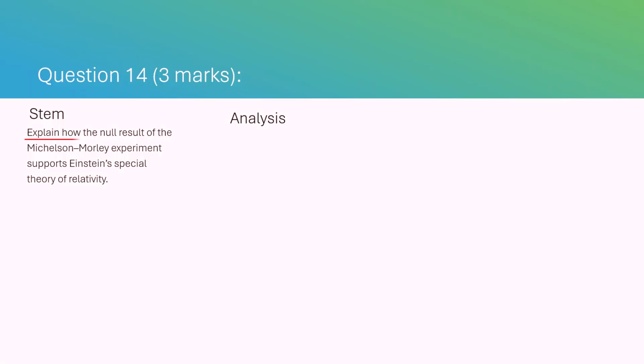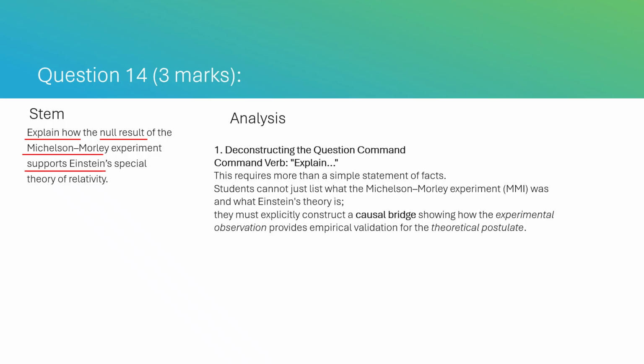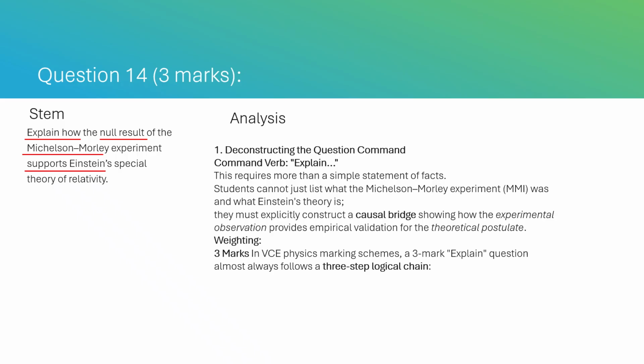Explain how the null result of the Michelson-Morley experiment supports Einstein's special theory of relativity. 1. Deconstructing the question command. Command verb: explain. This requires more than a simple statement of facts. Students cannot just list what the Michelson-Morley experiment, MMI, was and what Einstein's theory is. They must explicitly construct a causal bridge showing how the experimental observation provides empirical validation for the theoretical postulate. Weighting: 3 marks in VCE physics marking schemes.